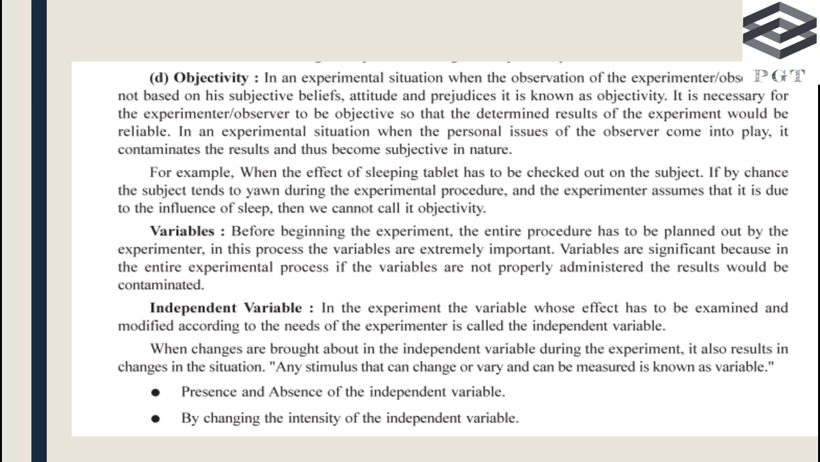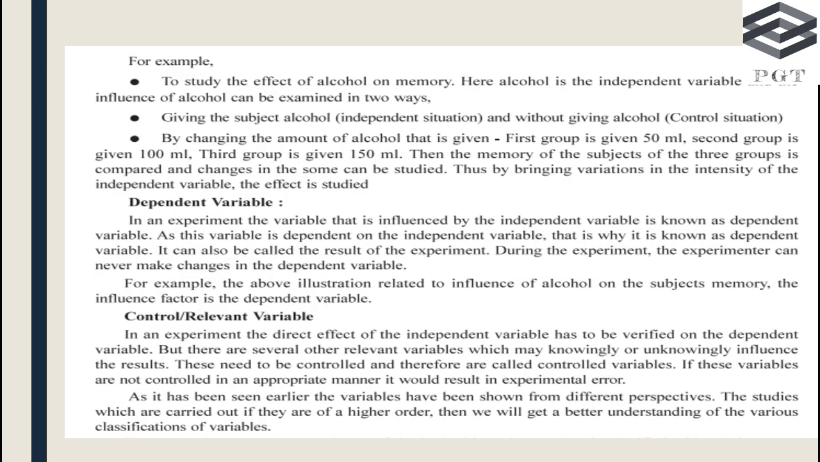So there are independent and dependent variables. An independent variable means any kind of effect which had been examined, modifying the experiment, and it is called the independent variable. So any stimuli or changes that come should be measured in the form of a variable. There should be present and absent independent variable by changing the intensity of the independent variable. Okay, my dear students, for example, to study the effect of alcohol on memory, it is not easy, but the variable alcohol is examined in two ways. Understand, my dear students?